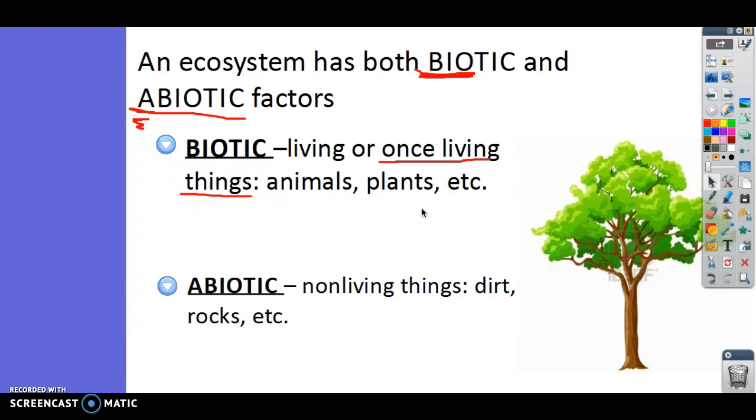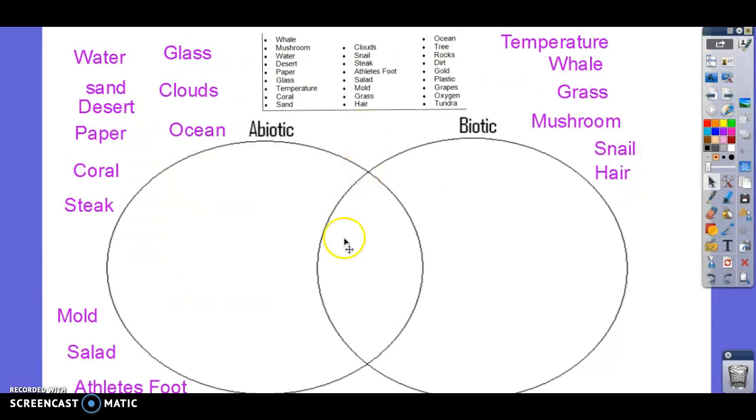Okay, so what I'm going to have you guys do right now is we're going to do a Venn diagram. There's going to be some words on the top of a Venn diagram, and you're going to have to categorize them into living and non-living, or biotic and abiotic factors. Okay, now if you remember, a Venn diagram has a middle section.